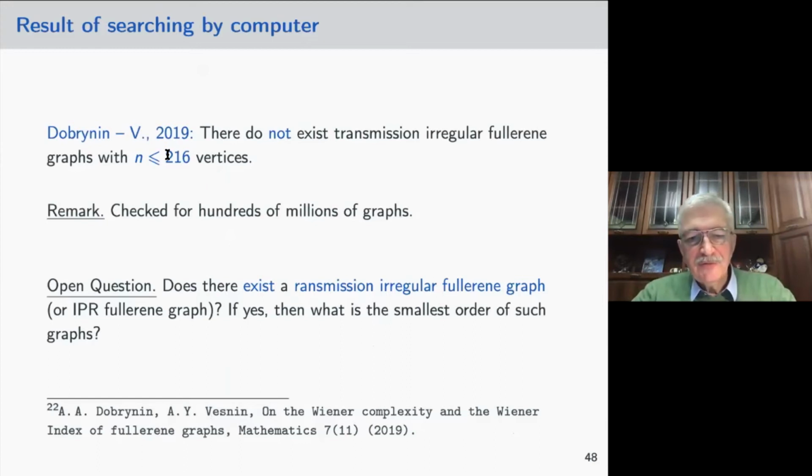And unfortunately, we didn't find any transmission irregular fullerene graphs in this family. So we checked hundreds of millions of graphs by computer, and there is no such example. And I will just show what we obtained. Well, the question is still open.